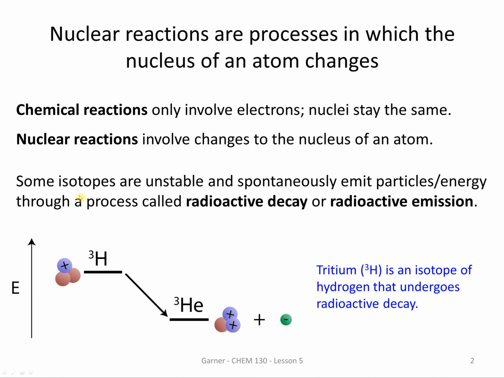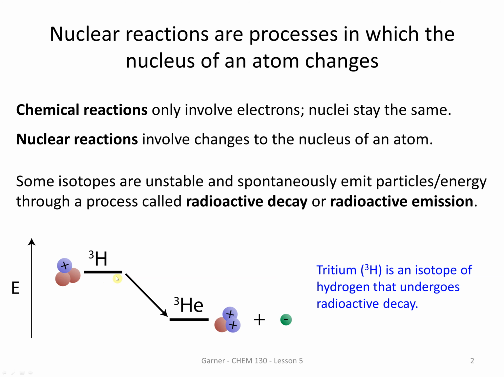So some isotopes are unstable, and because of this, they spontaneously emit particles and/or energy through a process known as radioactive decay. And you might hear this also referred to as radioactive emission or nuclear decay. All of those terms mean the same thing. So we have an example of this here. Shown on this slide is the example of tritium, or hydrogen-3. That's just a special name that's given to the isotope of hydrogen that has a mass number of 3. So tritium is an example of an unstable isotope that undergoes radioactive decay.